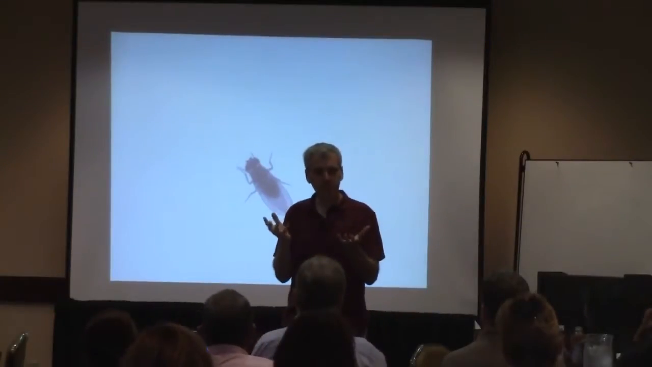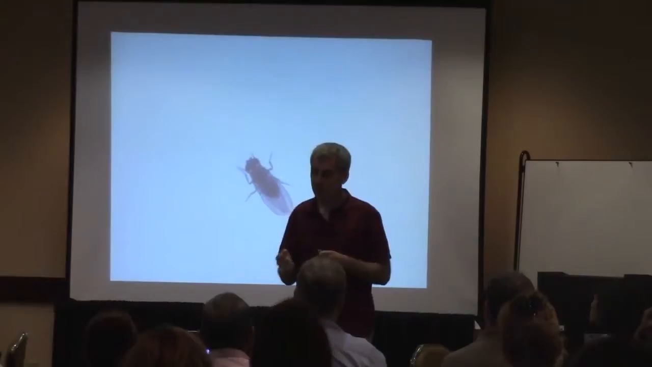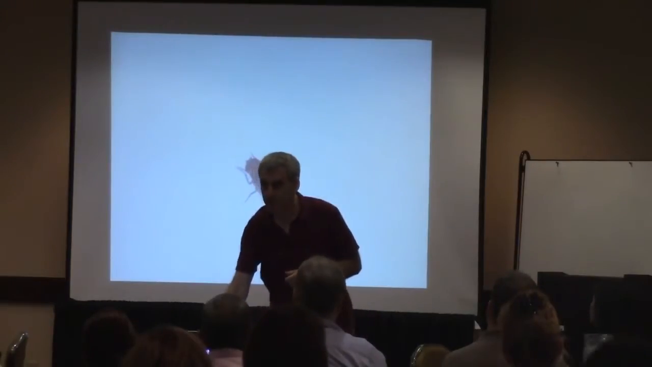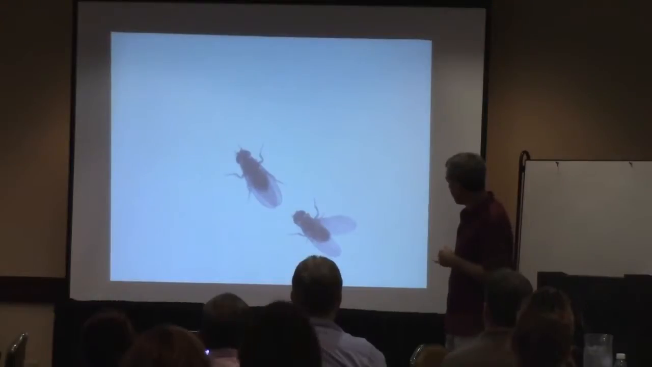You know, when a male fruit fly meets a female fruit fly, he has only one thing on his mind, and that is to convince the female to mate with him. And this is what he does to try to convince her. So here he is, he's vibrating his right wing at the moment.